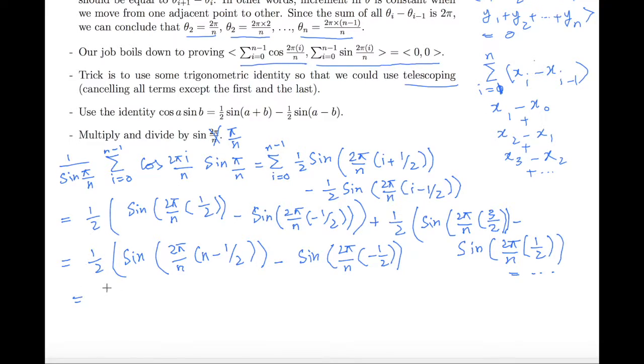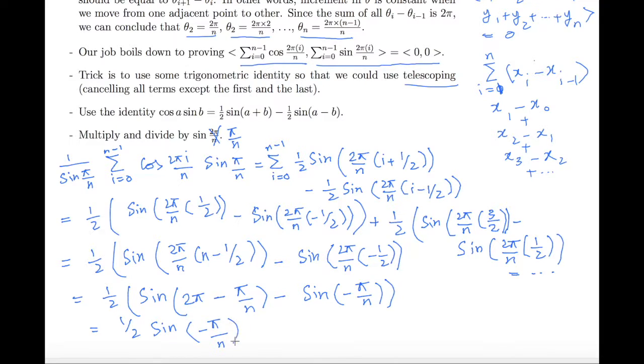Okay, so what is this guy? This is half sine of 2 pi over n times n minus half, which is 2 pi minus pi over n, correct? Okay, and then this is sine of just minus pi over n. So what is any angle? 2 pi minus that angle is just that angle. So we can say half sine of minus pi over n minus half sine of minus pi over n, which is equal to 0. So the denominator, we don't even have to worry about it because 0 over anything is 0. So this way we can prove that this guy is equal to 0.